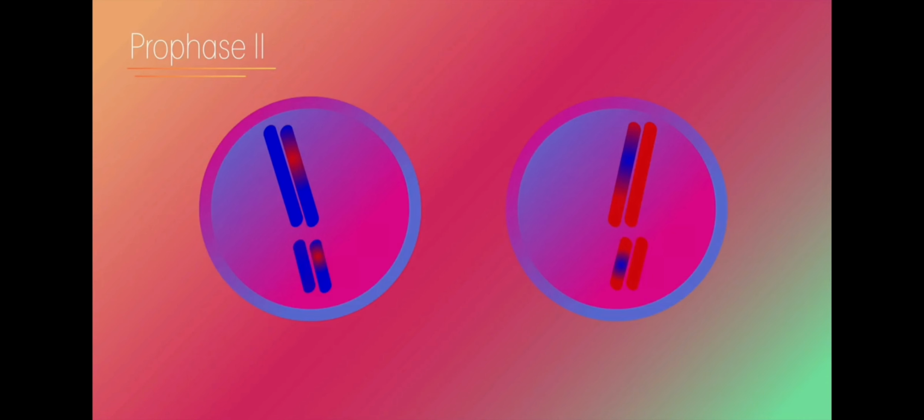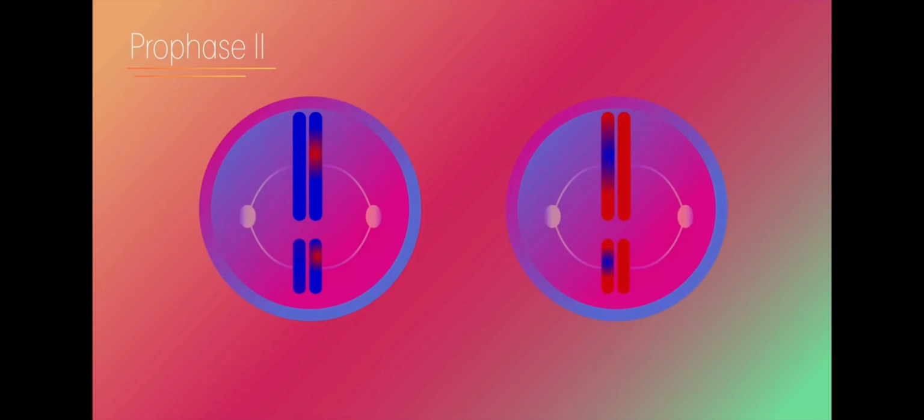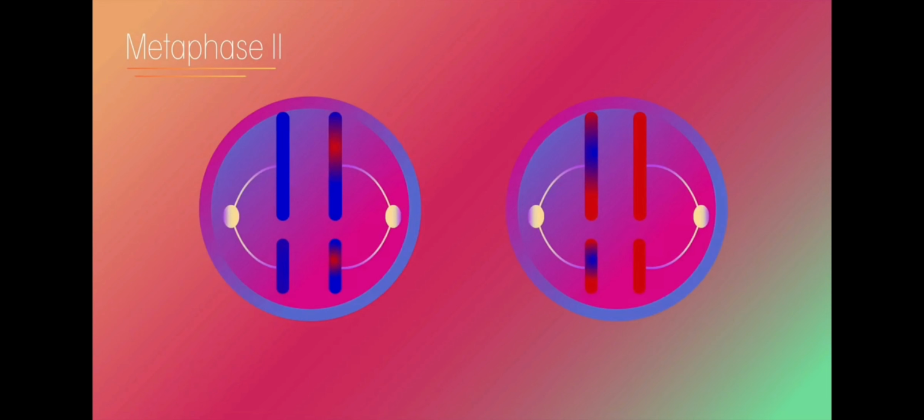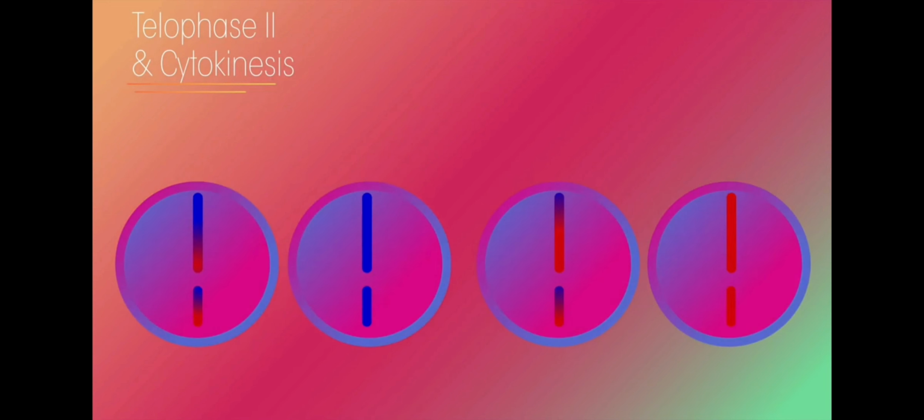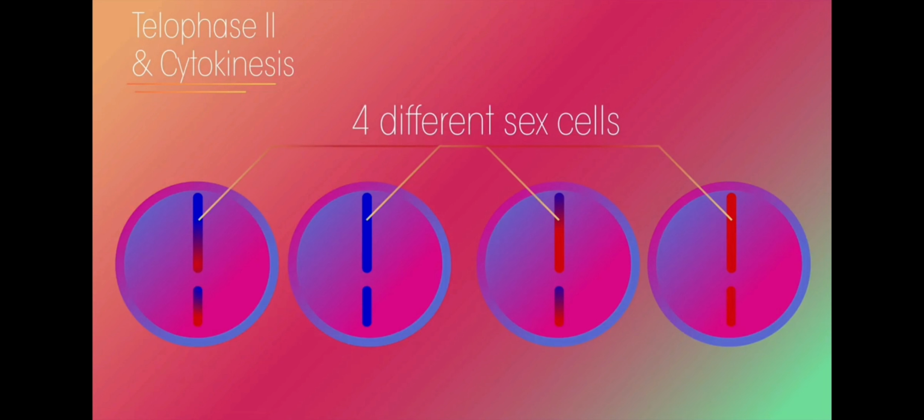We start straight with prophase 2, with chromatin clumping again to form chromosomes, which then align in the middle of the cell during metaphase 2, and chromatids are pulled apart during anaphase 2 by the spindle. Then telophase and cytokinesis pinch the cells apart, and four new cells form. The end of meiosis gives us four different sex cells, each with only 23 chromosomes, ready for future fertilization.